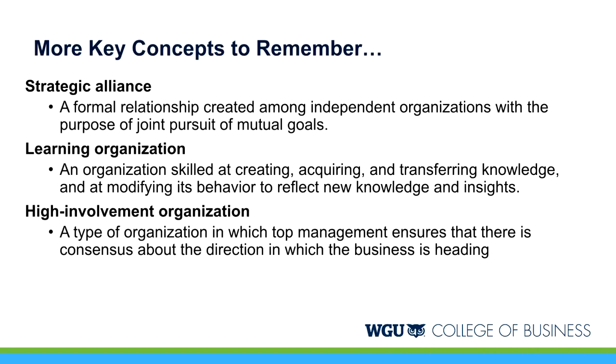More concepts that we're going to talk about in the next slide are strategic alliance, learning organization, and high involvement organization. Strategic alliance: a formal relationship created among independent organizations with the purpose of joint pursuit of mutual goals. As opposed to a joint venture, where organizations formalize an agreement and create one company out of it, or even a merger where two companies come together, an alliance is formal, but not that formal as far as coming together as one structure.